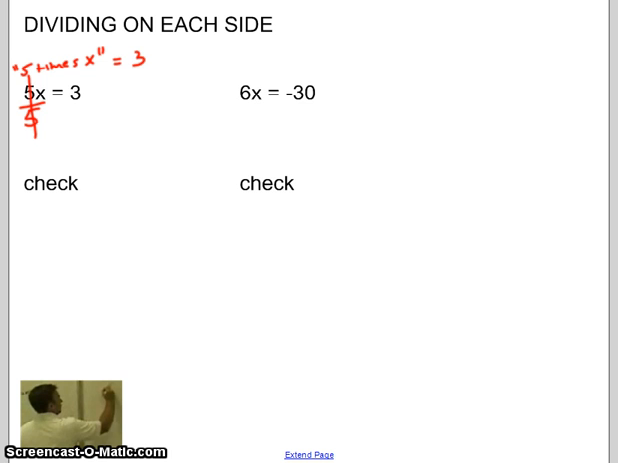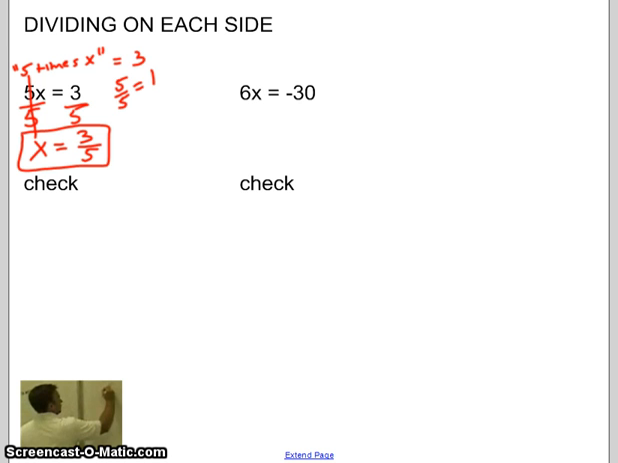We could do that because 5 divided by 5 is what? 1. We're left with 1x, or just x. So since we divided one side by 5, to balance our equation, we have to divide the other side by 5. So we're left with x on the left side equals 3 divided by 5, which we can't really do. We'll just leave it as a fraction, 3/5.